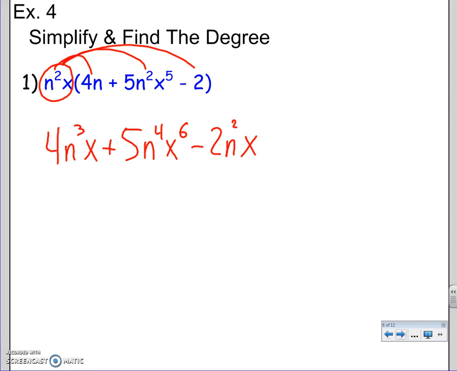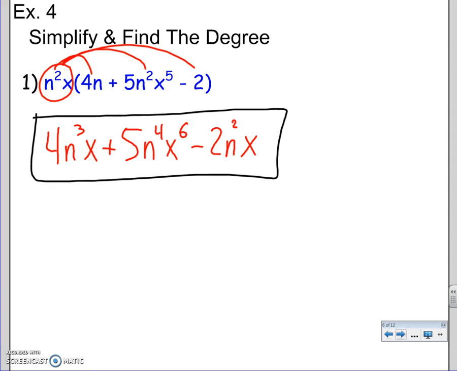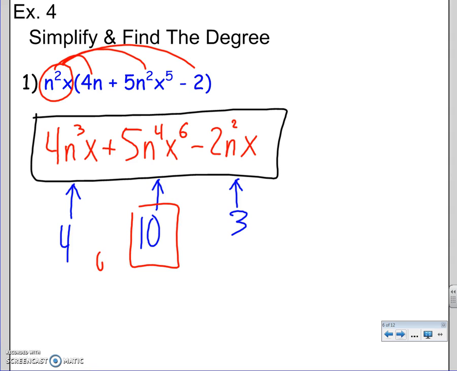All right, that is the simplified answer. Now the degree. So all these are monomials. I have not told y'all, when there are multiple letters, you want to add their exponents together to find the degree. So for this monomial, you see the exponent 3 for n, the exponent 1 for x. So 3 plus 1 is 4. That's the degree of that. For this middle term, n has 4, x is 6, 4 plus 6 is 10. That degree is 10. And this last one, n is squared, x is first, 2 plus 1 is 3. So my degree here is actually 10. That's our degree.